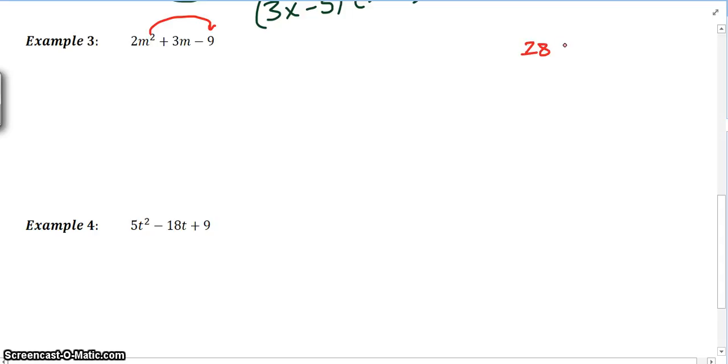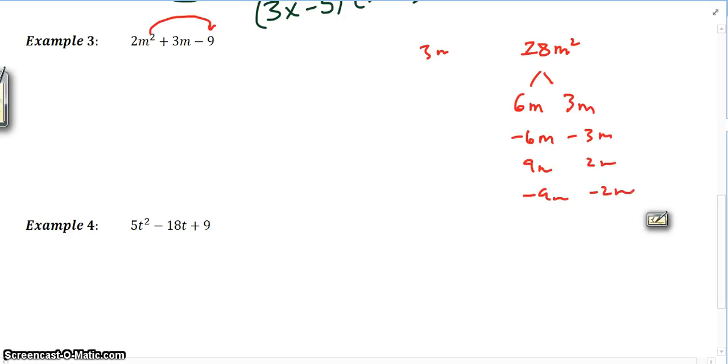18m squared, and so what are the pair factors of 18m squared that add up to 3m? So we've got 6 and 6m and 3m, and we've also got minus 6m and minus 3m. We've got 9 and 2, 9m and 2m, and we've got minus 9m and minus 2m.